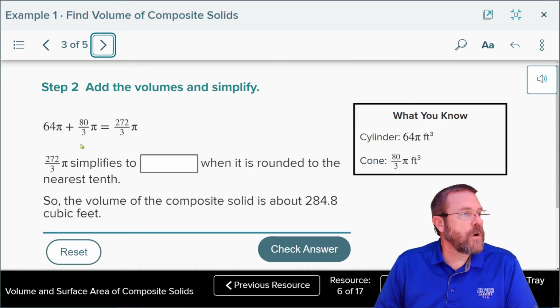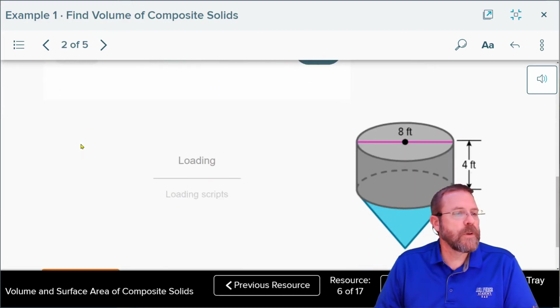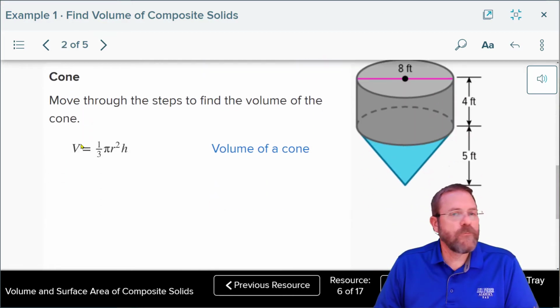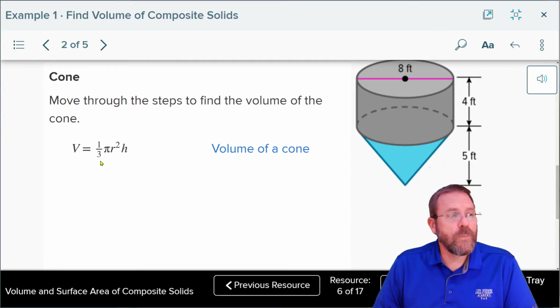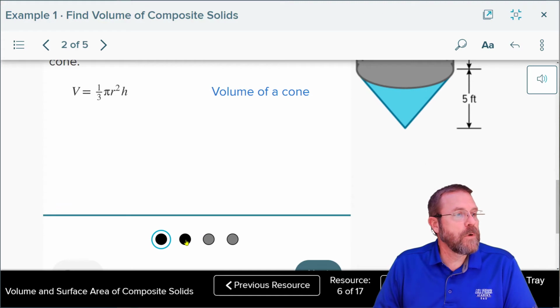The volume of the cone, what did they just do? I think we may have missed something. Yep, I did miss something. Now we're going to scroll down and find the volume of the cone. That formula is 1/3 times base area times height, also known as 1/3 times pi radius squared times height. Plugging in what we know.